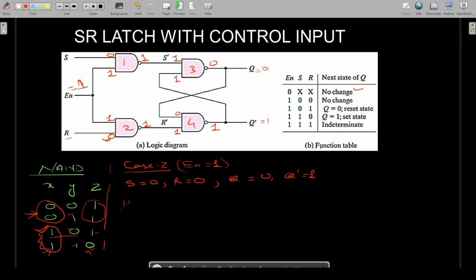So in the next state, what will happen? Q will be 0 and Q dash will be 1, that behaves as no change. So there will be no change. If I take Q equals 1 and Q dash equals 0, then the same thing is going to happen. So here also the second case we have verified where there is no change, and this condition we call the memory state. So that is also called the memory state. Now let us go to the third case.